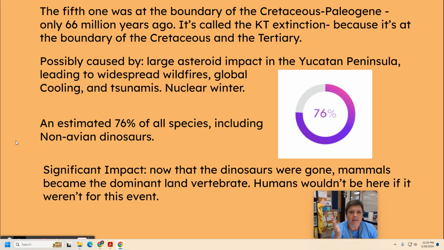And I looked this up because they used to always call it that in college, and I can never really remember why. But the K is for Cretaceous. I don't know why they have it with a K. But the T is for the tertiary.